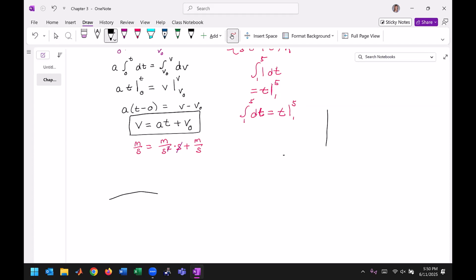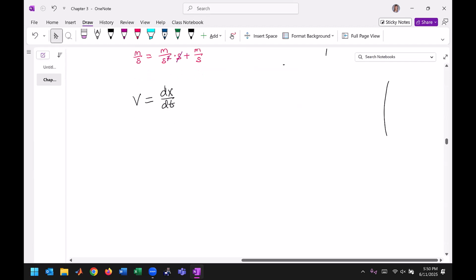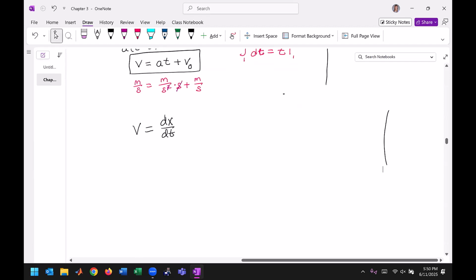So the next thing that we're going to look at is actually taking this to the next step. So say we've got, so we know that velocity, okay, we have velocity with respect to acceleration, but we also know velocity with respect to position. It's dx dt, right? Okay, perfect.